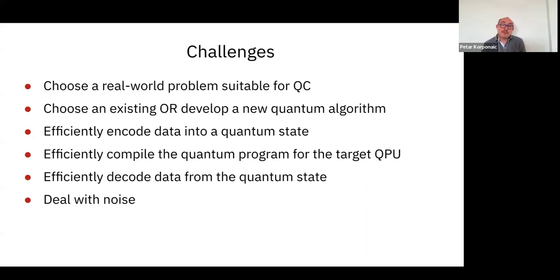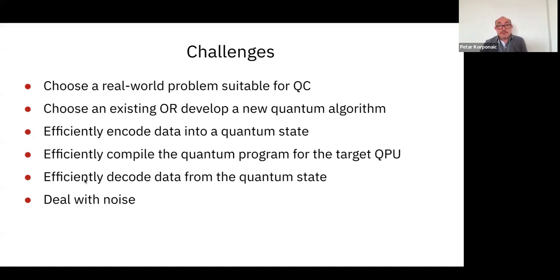Then we need to efficiently encode data into a quantum state, which I mentioned already, and efficiently compile the quantum program for the target quantum processing unit. What does compile mean? It means splitting the program into instruction sets. So we split our set of matrices that we want to execute into an instruction set of matrices that the quantum computer can execute.